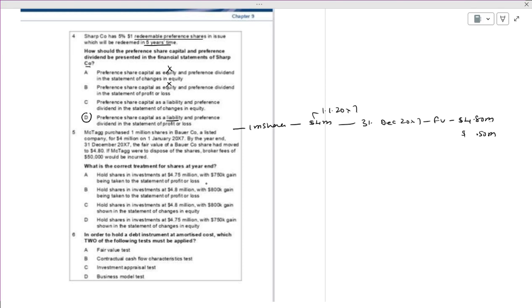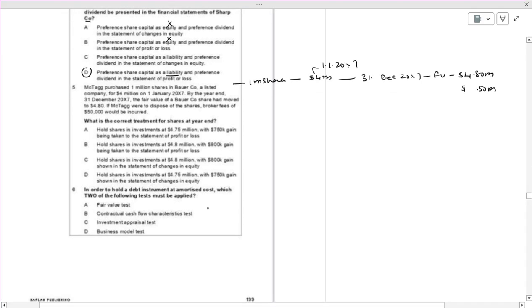What is the thing? See, what they have said is that they have to show it at the fair value. Always we have to show it at the fair value. Fair value is how much? 4.8 million. Is it a short term or a long term?